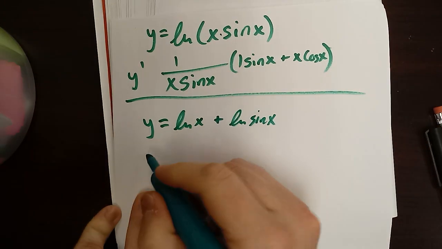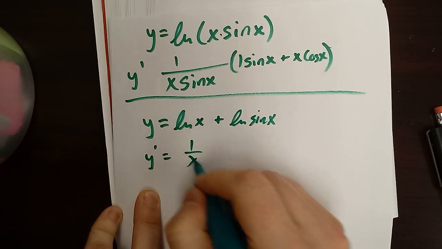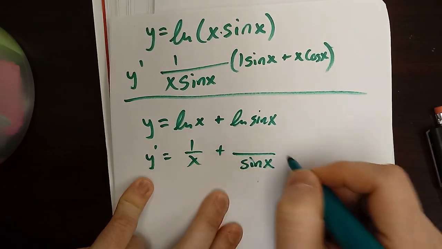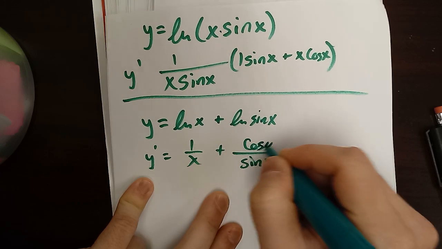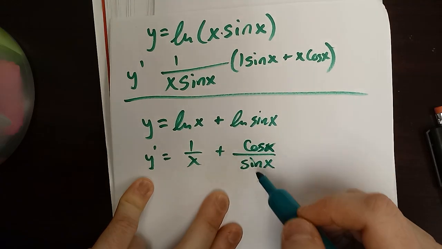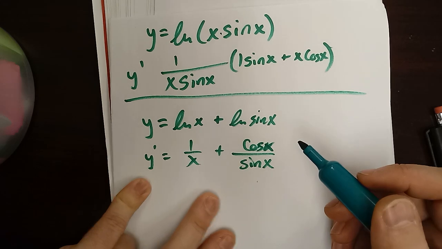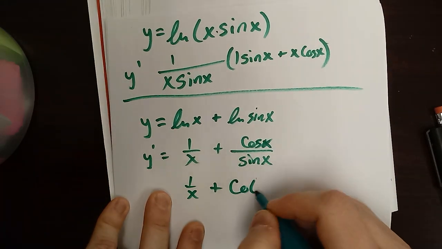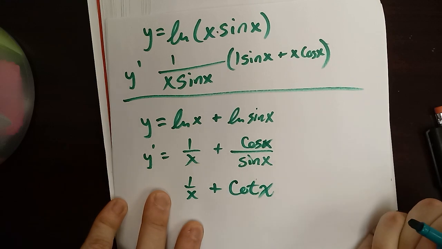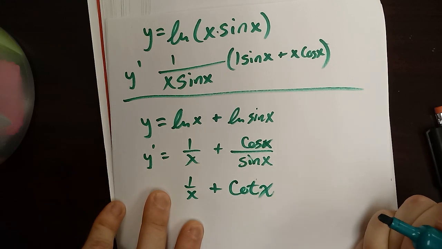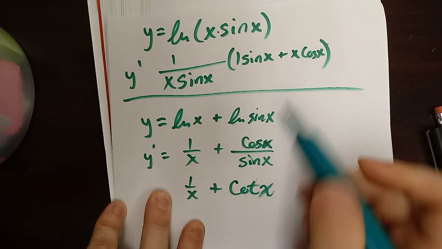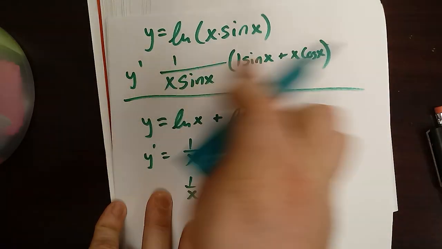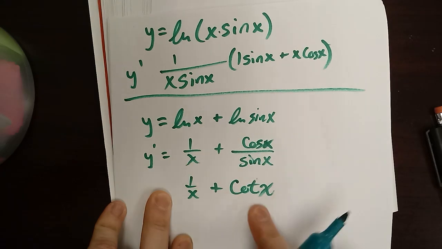Y prime is equal to 1 over x plus 1 over sine of x times cosine of x. Right? Left it alone, multiplied by the derivative. Oh snap, we got 1 over x plus, now cosine over sine is cotangent. This is better than that, I guarantee you. Well, and they wouldn't show this as the answer, they would show this as the answer.